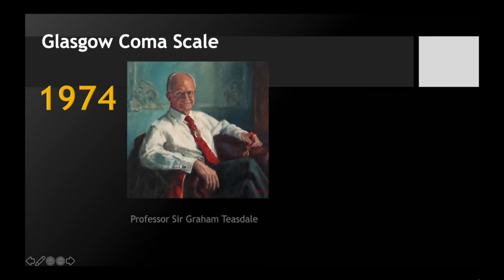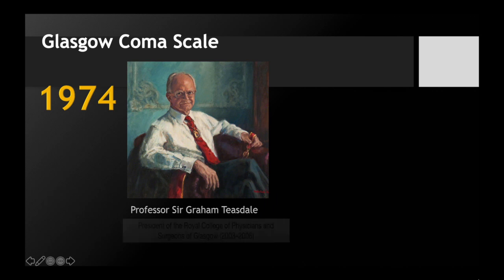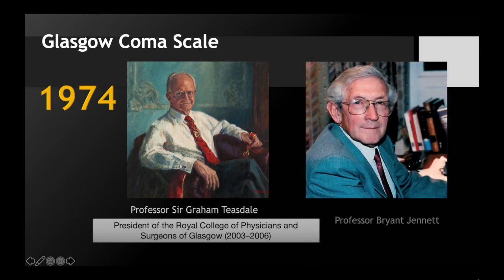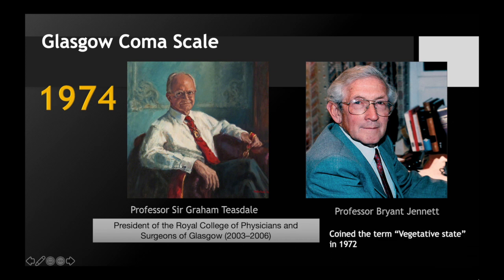The Glasgow Coma Scale was devised in 1974 by two neurosurgeons, the first being Professor Sir Graham Teasdale, who was also the president of the Royal College of Physicians and Surgeons of Glasgow from 2003 to 2006. Glasgow is a city in Scotland where the Royal College of Physicians and Surgeons is situated, and the scale was devised there, so it was given the name Glasgow Coma Scale. The other neurosurgeon is Professor Bryan Jennett, who also coined the term vegetative state in 1972. So these two neurosurgeons were responsible for giving us the GCS scale.